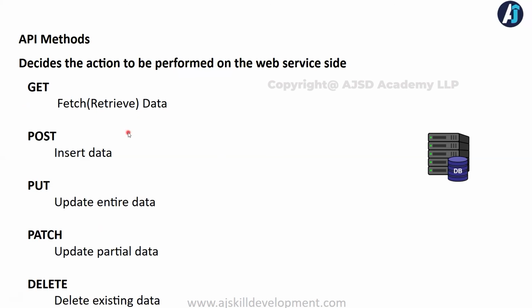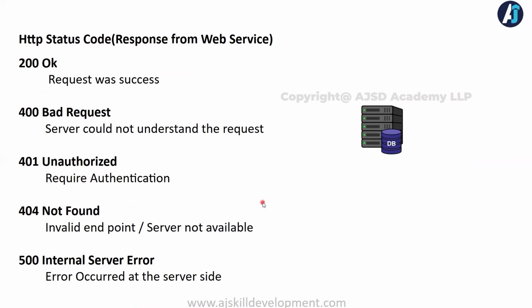If you want to create a new movie, then you will be using a method called post that will help you insert your data. If you want to update an existing movie, then you will be using put. If you want to update some of the attributes of a movie, let's say I wanted to change only the movie name or director name, that's called partial data, then you will be using a method called patch. If I wanted to delete a movie from my web service, from my endpoint, then the method I will be using is delete.